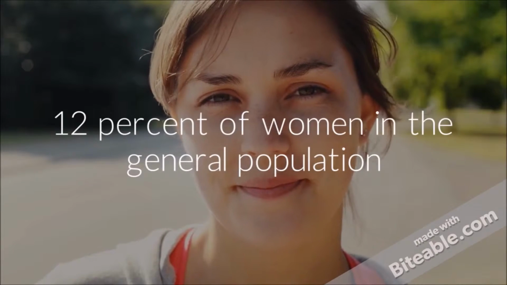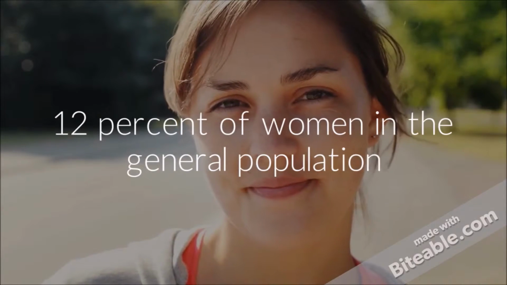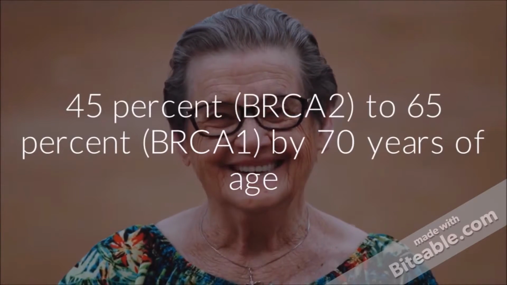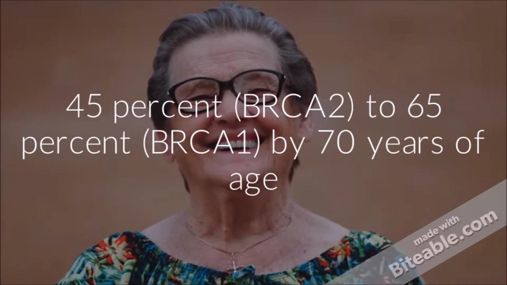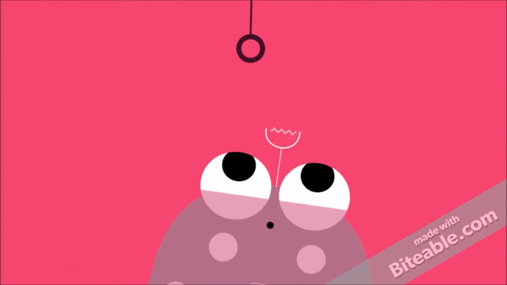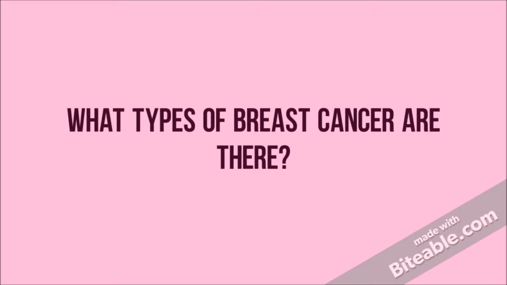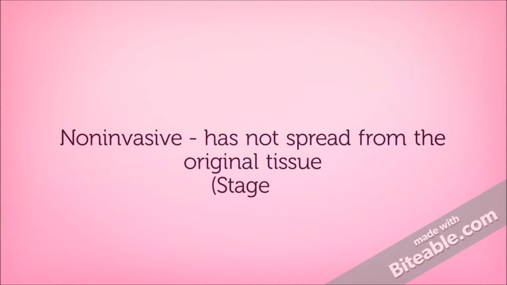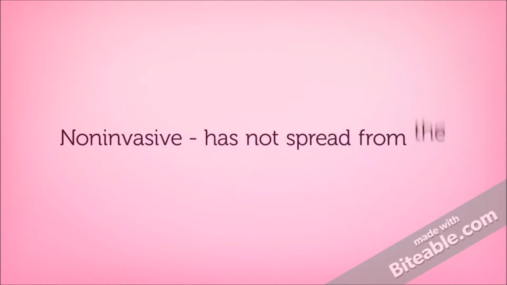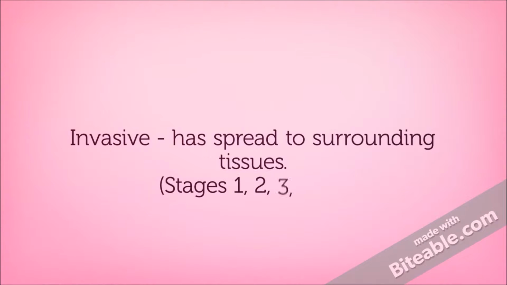While 12% of women in the general population are affected by this disease, 45 to 65% of women who exhibit the harmful effects of the mutation in one of the 2 genes are suffering from a form of breast cancer. The different types of breast cancer, based on when and where they first occurred, are classified in different ways. It is categorized by non-invasive, that hasn't spread from the originating tissue and is at the earliest stage, or invasive, also called infiltrating, that has spread to the surrounding tissue and has reached a later stage of development.